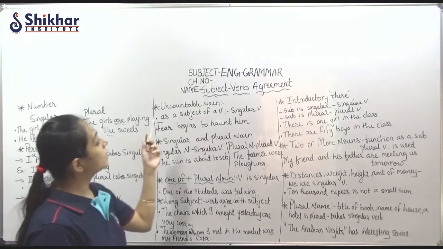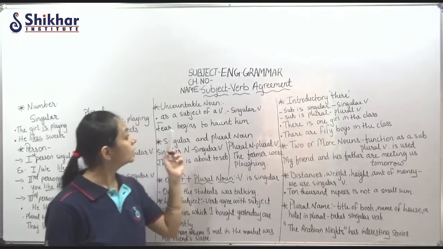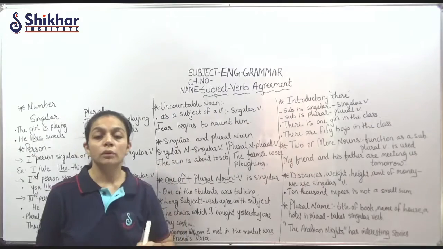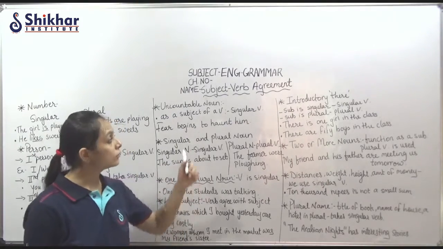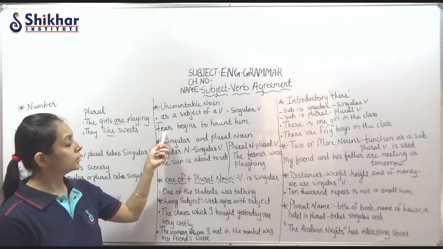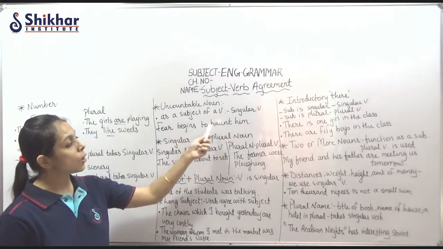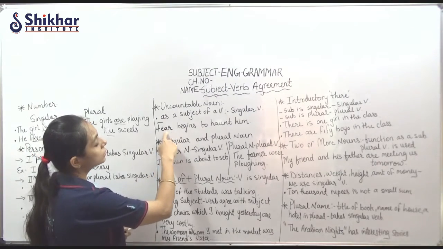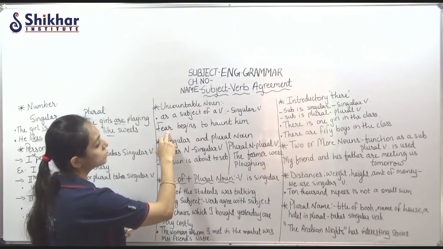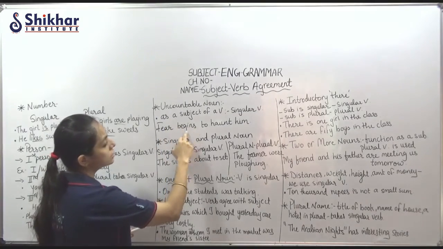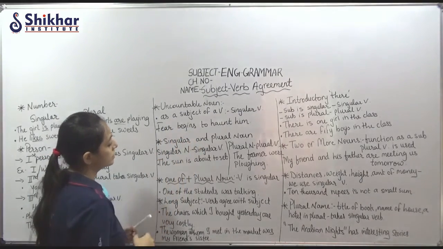Now let us see uncountable nouns. When an uncountable noun is used as the subject of a verb, we take a singular verb. Suppose fear: fear begins to haunt him. So fear is an uncountable noun, so we take a singular verb, begins.